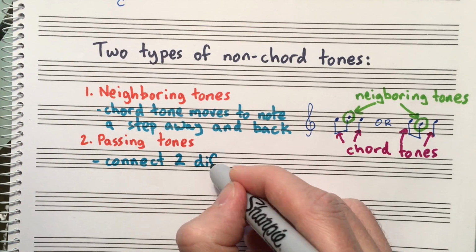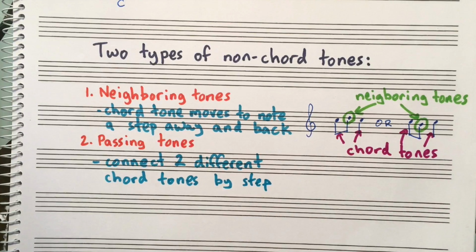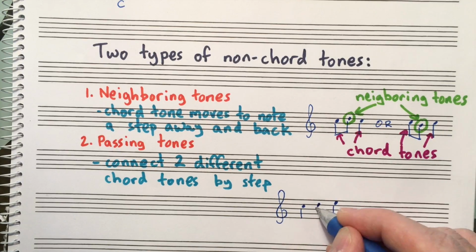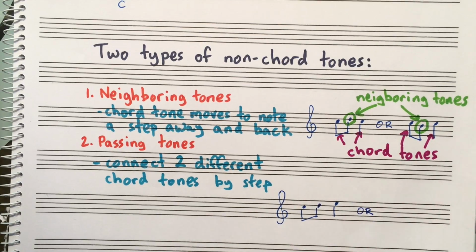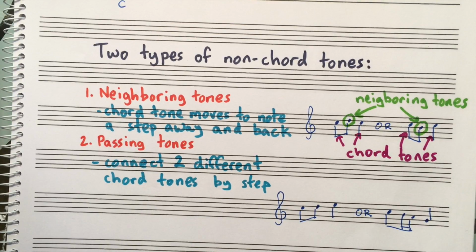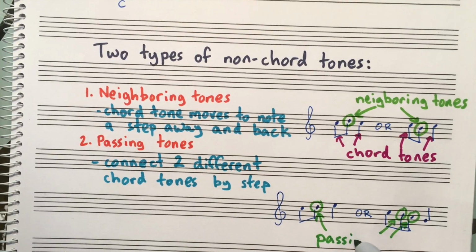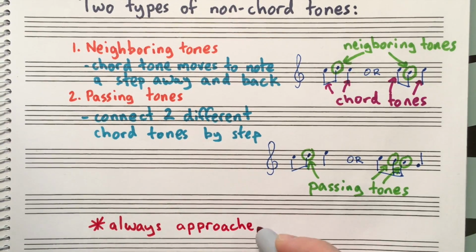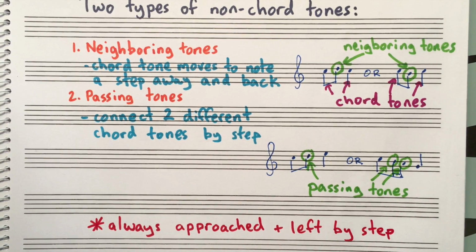A passing tone connects two different chord tones by filling in the space with a scale. So you could go from C up to E by putting a D in between, or downward from C to G by putting B and A in between. Note that neighboring and passing tones are both approached and left by step.